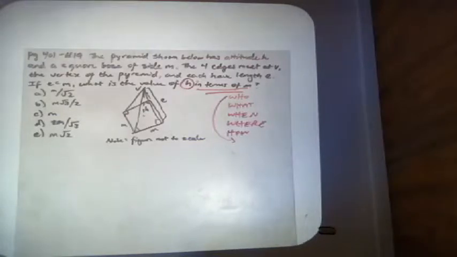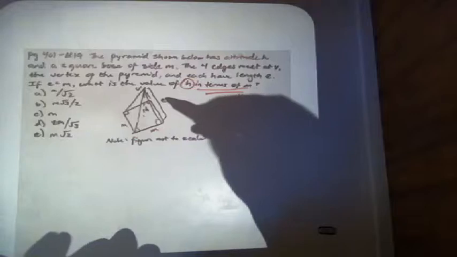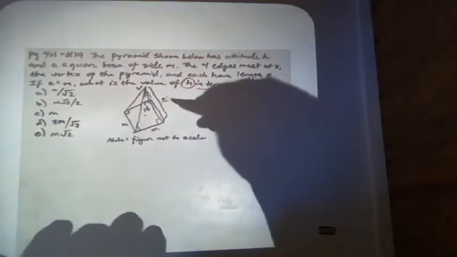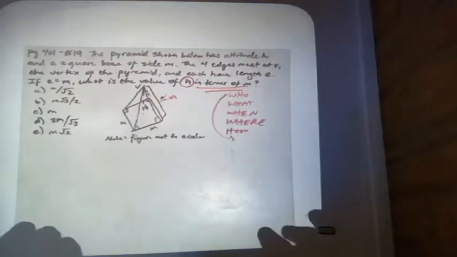This is really important: we want it in terms of m and not in terms of e, considering that e and m are equivalent. So here's what we're going to do. Since e and m are equal, I don't want anything in terms of e. I want it in m. So I'm going to replace the edge, length e, with length m, knowing that e and m are equal.